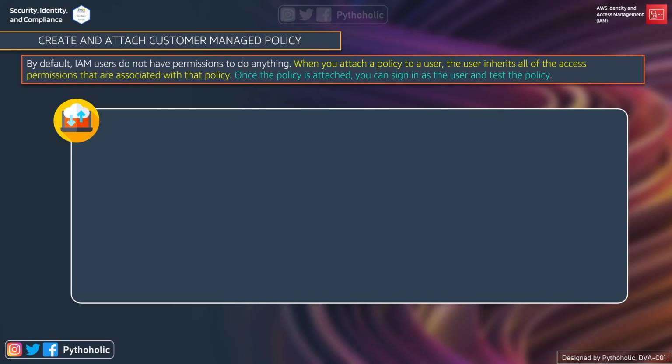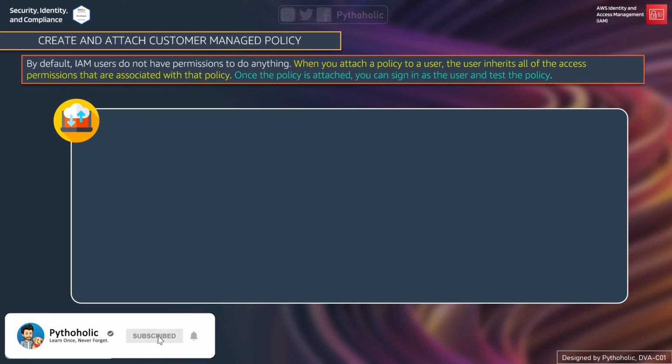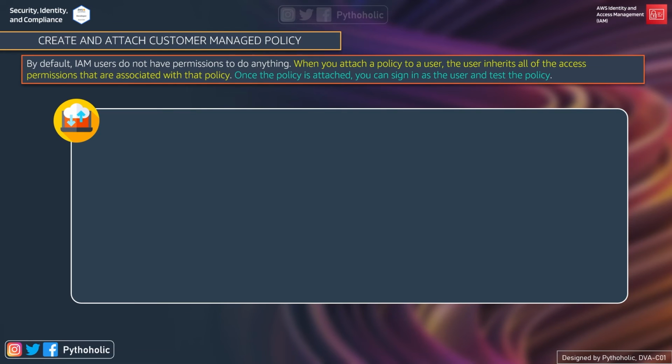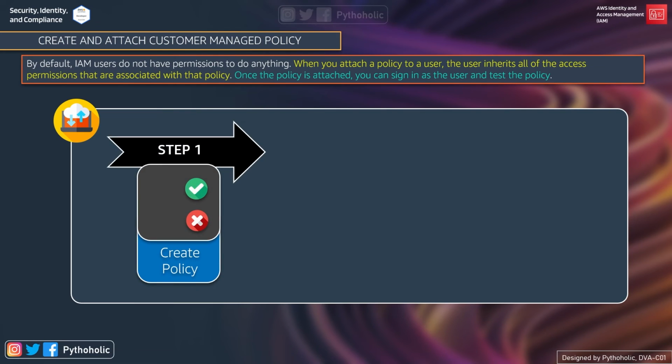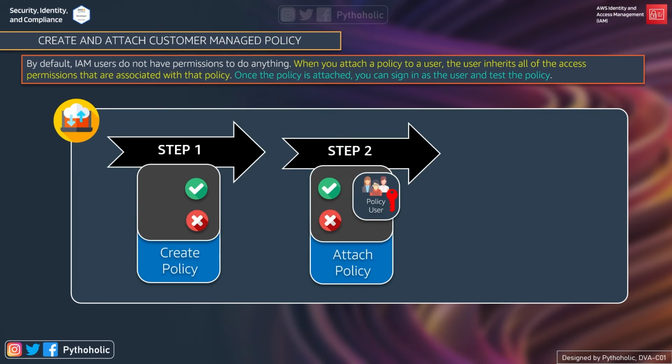Now let's see an example here on how we can allow any user to access the AWS Management Console with read-only permissions. The first step is we create the policy. Here we create the customer managed policy that allows any attached user to sign in to the console. Just that, simple. Once we have created the policy, the second step is to attach the policy. As I have already told you, when you attach a policy to the user, the user will inherit all of the access permissions that are associated with that policy.